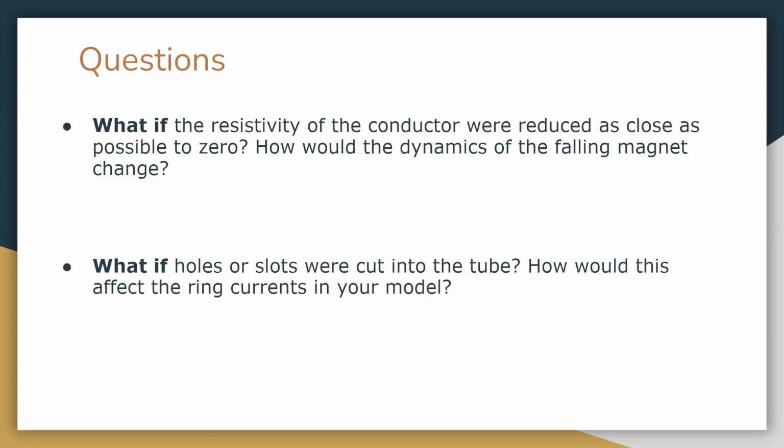And what if holes or slots were cut into the tube, and how would this affect the ring current in the model? I believe this would disrupt the normal flow of current through the rings in the tube. I believe that the braking force would not be as strong due to the reduced amount of current that flows through the tube.